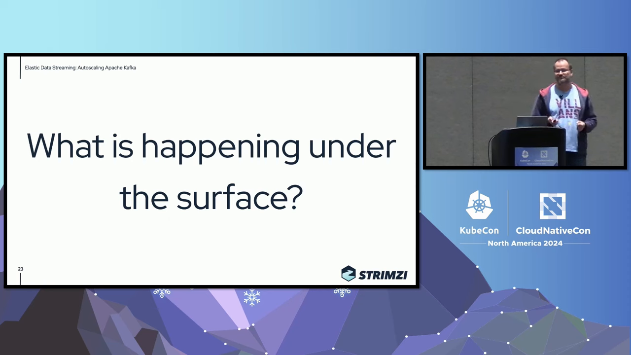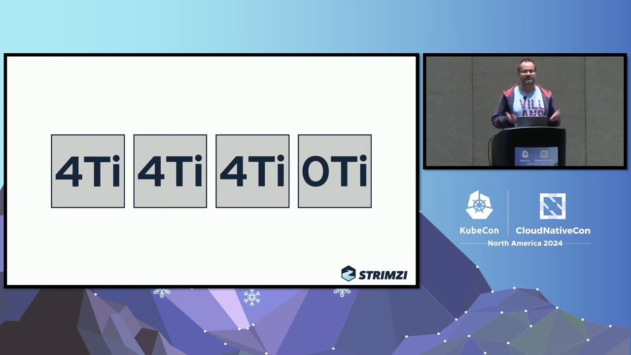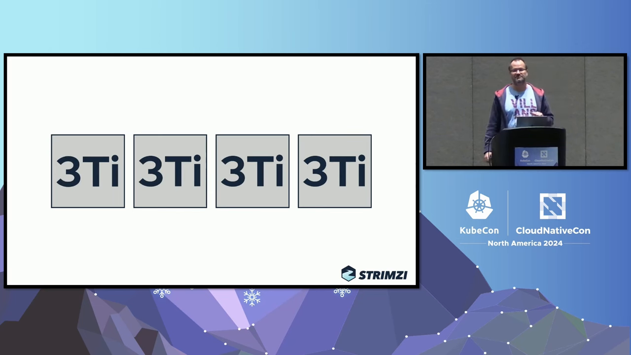Now, the question is, what's really happening under the surface? The reality might be that when you start with 3 brokers, each of them has, for example, 4 terabytes of data stored. Now, there are surely many Kafka clusters which have a lot less data stored in each broker, but there are also many clusters which have way more than 4 terabytes in each broker. So it's an example, but it's not completely unrealistic. Now, when we add the new broker to the cluster, it starts with empty storage, so it has zero. And then the rebalance happens, and it roughly equalizes it. So now instead of 3 brokers with 4 terabytes and 1 empty, we have 4 brokers with 3 terabytes each. And what that really means is that we had to shift 3 terabytes of data around from the old nodes to the new node.